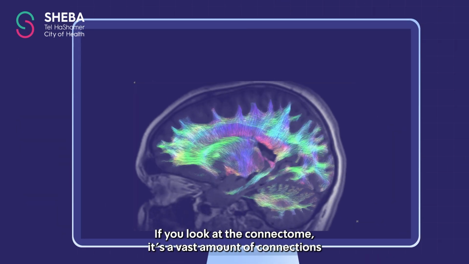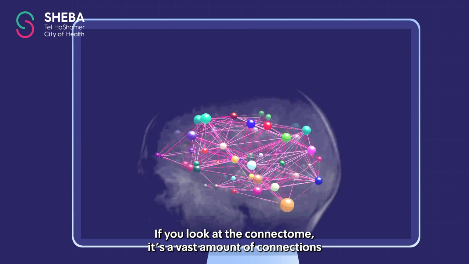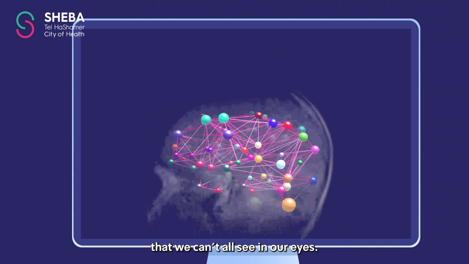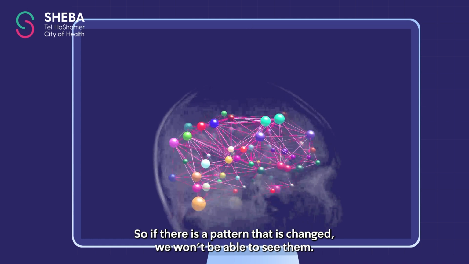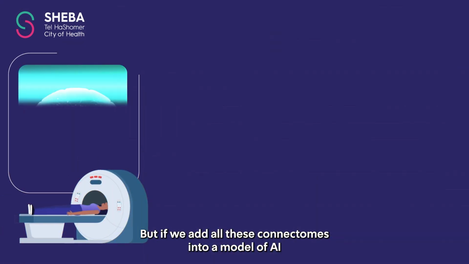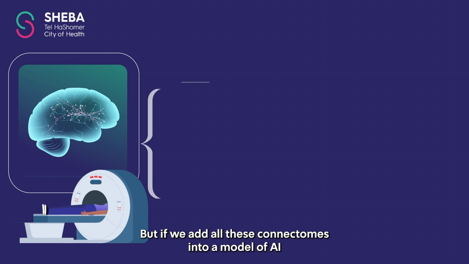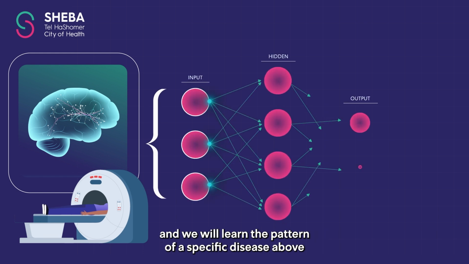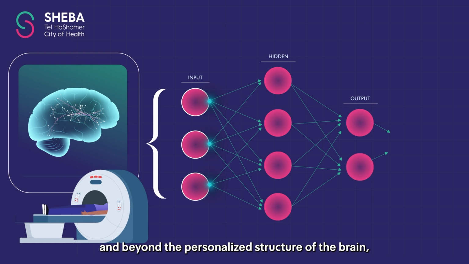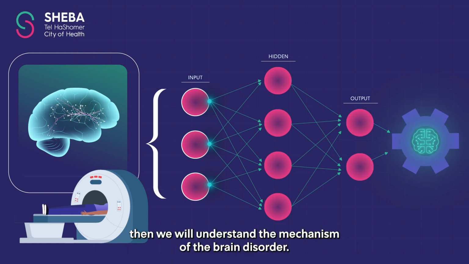If you look at the connectum, it's a vast amount of connections that we can't all see with our eyes. So if there is a pattern that is changed, we won't be able to see it. But if we add all these connectums into a model of AI, and it will learn the pattern of a specific disease above and beyond the personalized structure of the brain, then we will understand the mechanism of the brain disorder.